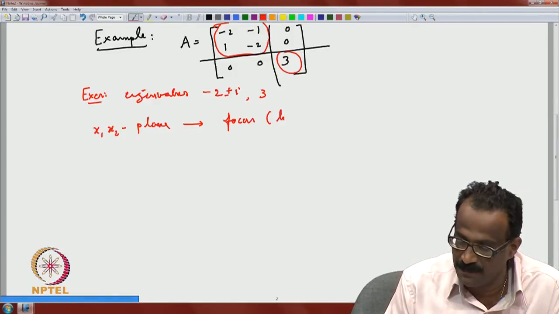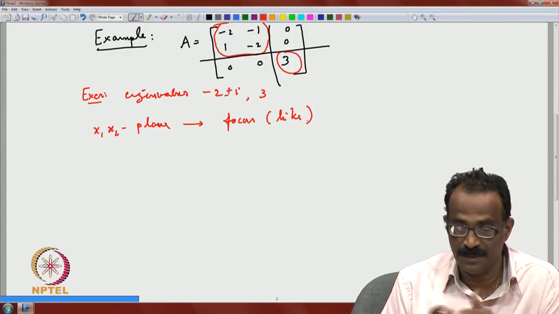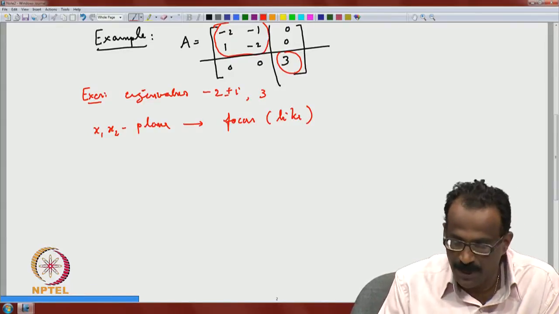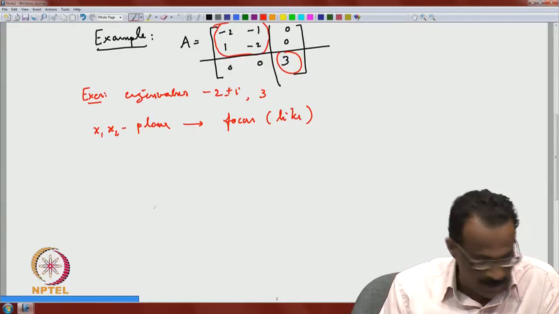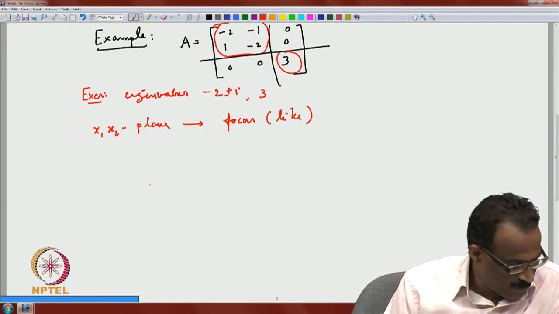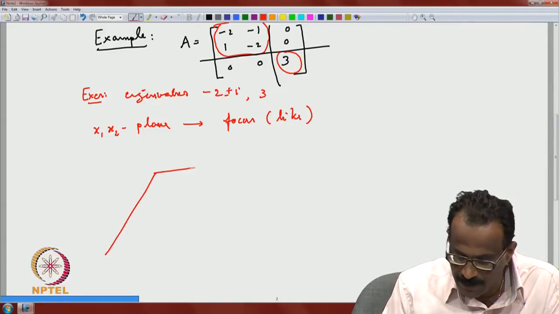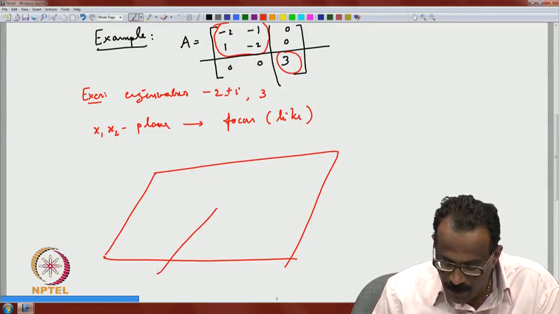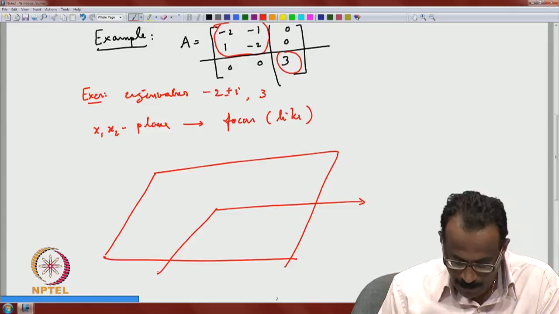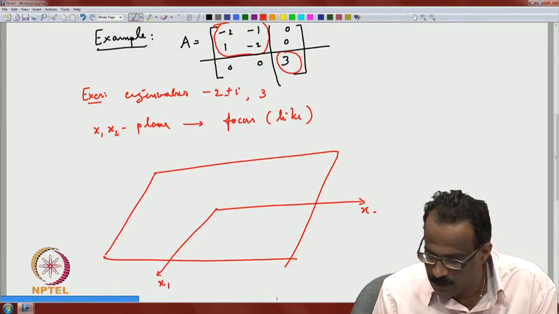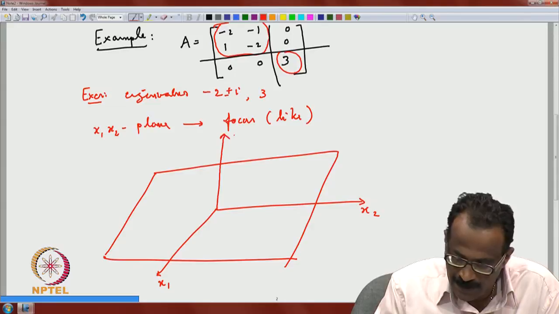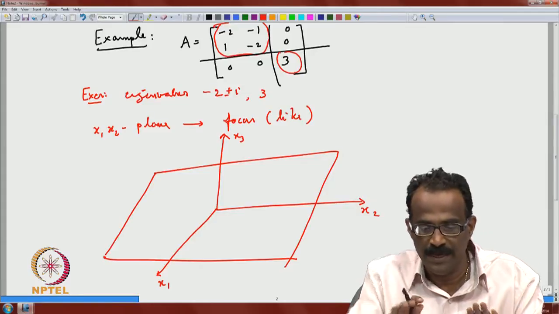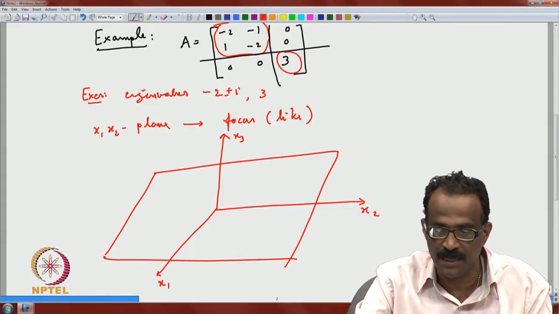You have to see that I do not classify it only as a focus, because that is only if you take the x1, x2 plane, and the other things you have to see as well. If you are trying to draw the phase portrait of this one, I have my x1, x2 plane like this: this is x1, this is x2, and this is x3. If I start at any point here, it is decoupled, the x1, x2 plane and the x3 part are decoupled because of this particular form of A.